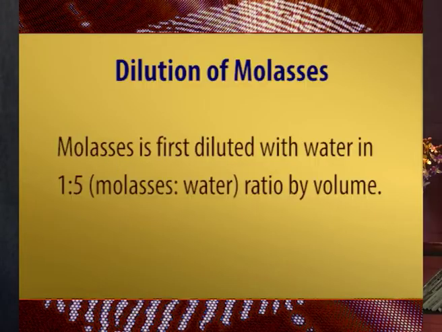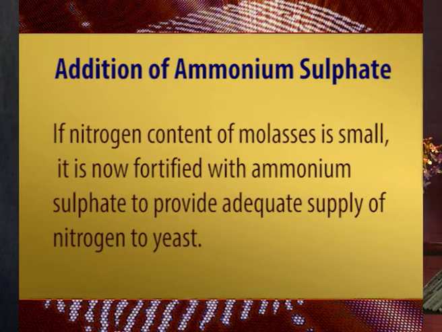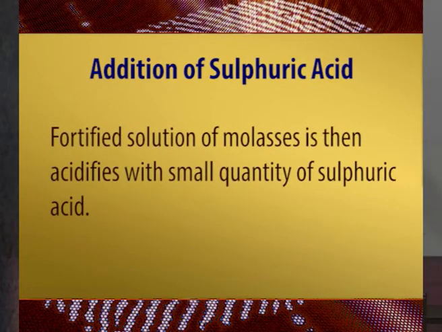Steps of preparation: dilution of molasses. Molasses is first diluted with water in 1:5 ratio, that is molasses to water ratio by volume. Addition of ammonium sulfate. If nitrogen content of molasses is small, it is fortified with ammonium sulfate to provide adequate supply of nitrogen to the yeast. Addition of sulfuric acid. Fortified solution of molasses is then acidified with a small quantity of sulfuric acid. Addition of acid favors the growth of yeast but disfavors the growth of useless and harmful bacteria.